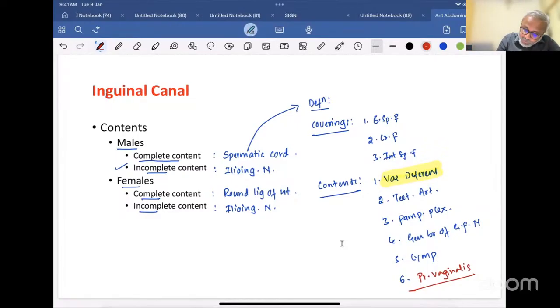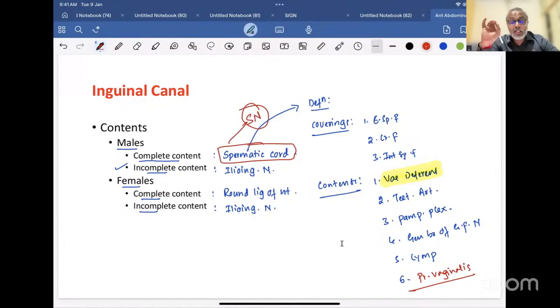Remember, the spermatic cord itself is an important short note, right? But if inguinal canal is asked as a 10 marker question, it's always better to talk about spermatic cord in detail. Are we clear? Right.